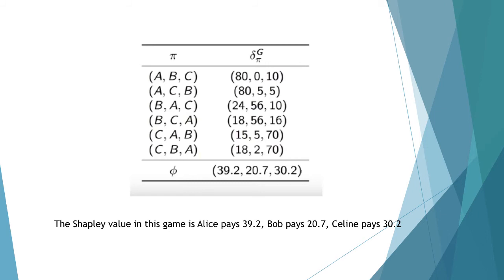After the computation, the Shapley value in this game is that Alice pays $39.2 for this meal, Bob pays $20.7 for this meal, and Selena pays $30.2 for this meal.